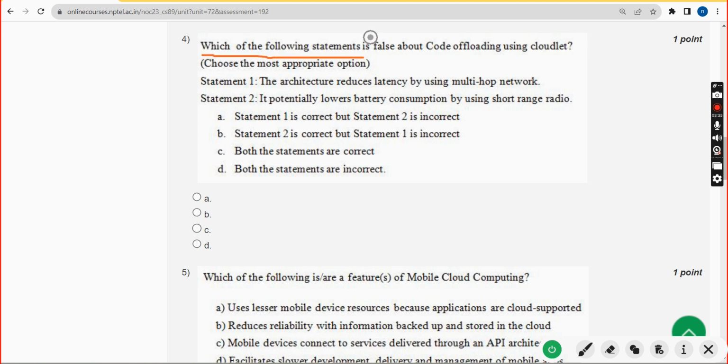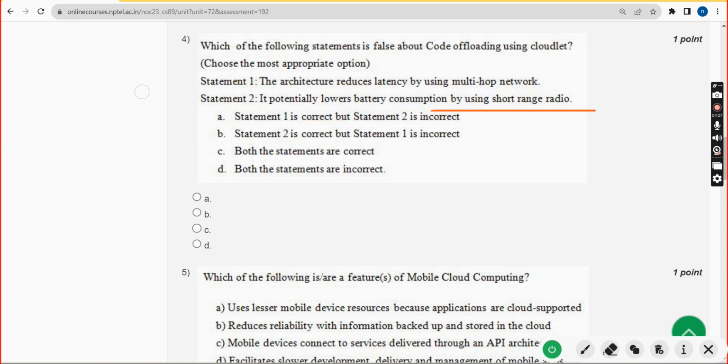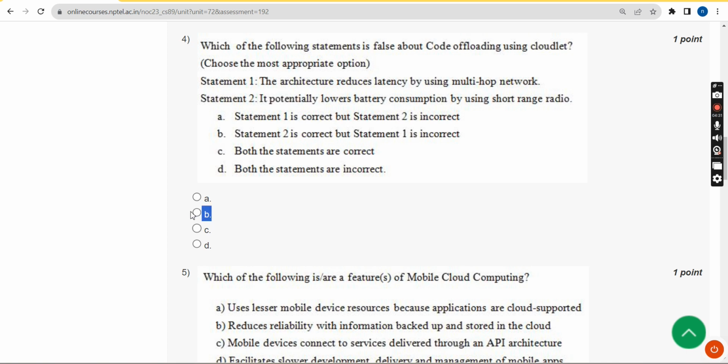Fourth one, which of the following statements is false about code offloading using Cloudlet? So for fourth question, there are two statements. The first one is the architecture reduces latency by using multi-hop network. So this first statement is incorrect. And for second statement, it potentially lowers battery consumption by using short range radio. So it is correct. So finally, the answer is option B, right? Option B. Statement 2 is correct, but statement 1 is incorrect. So mark option B. Now let's move on to the fifth question.